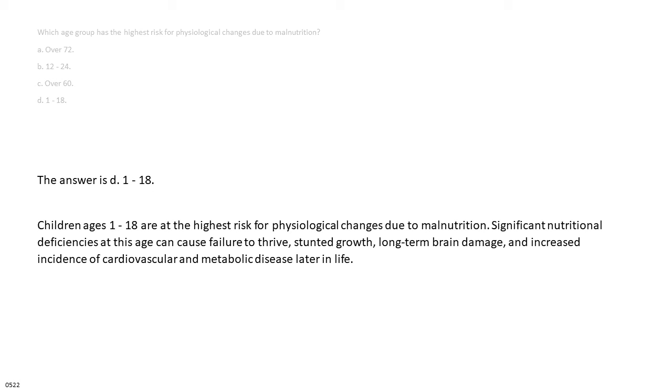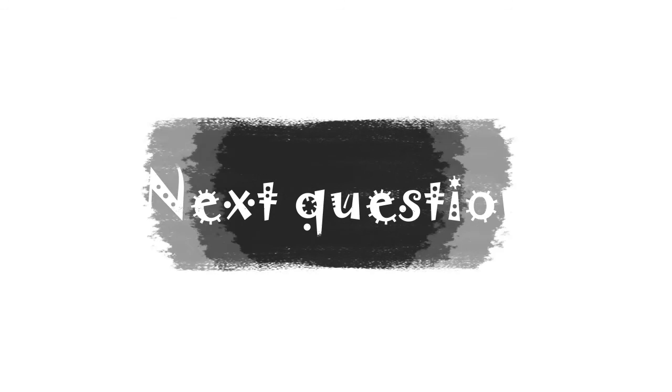The answer is D. 1 to 18. Children ages 1 to 18 are at the highest risk for physiological changes due to malnutrition. Significant nutritional deficiencies at this age can cause failure to thrive, stunted growth, long-term brain damage, and increased incidence of cardiovascular and metabolic disease later in life.